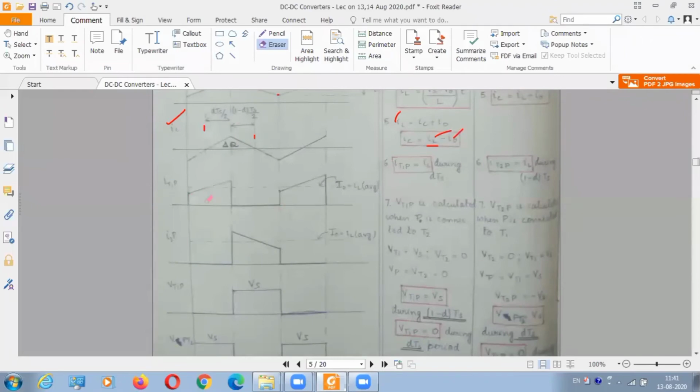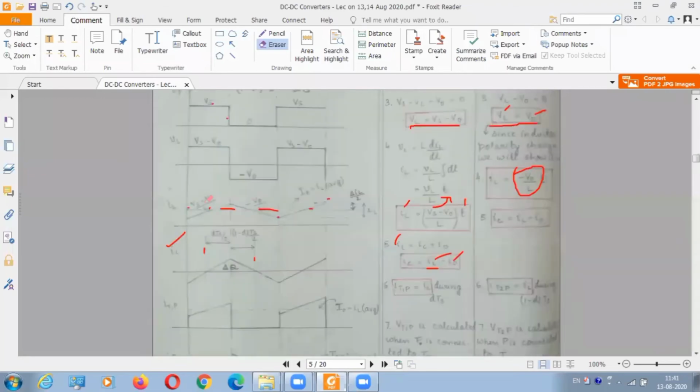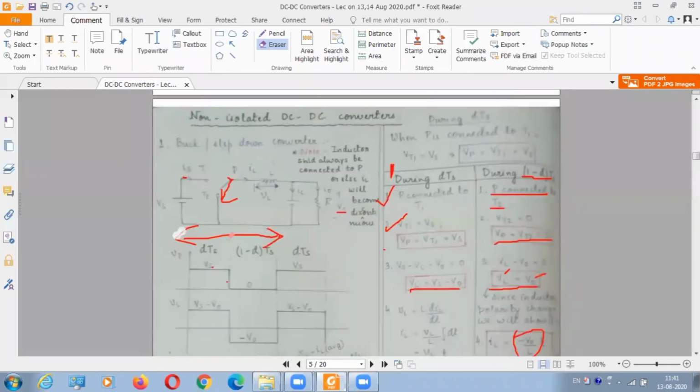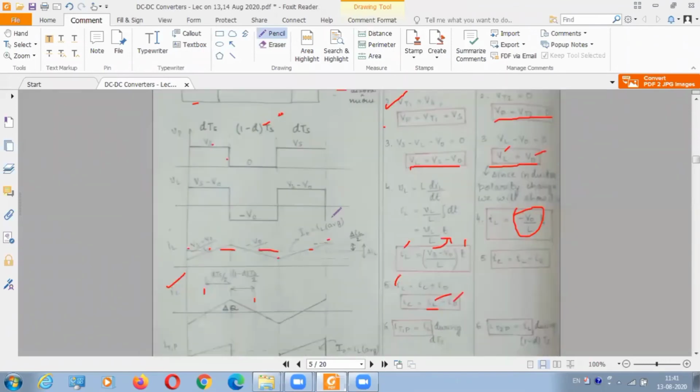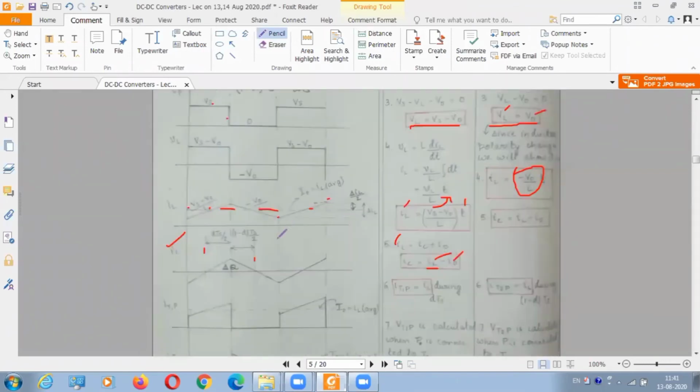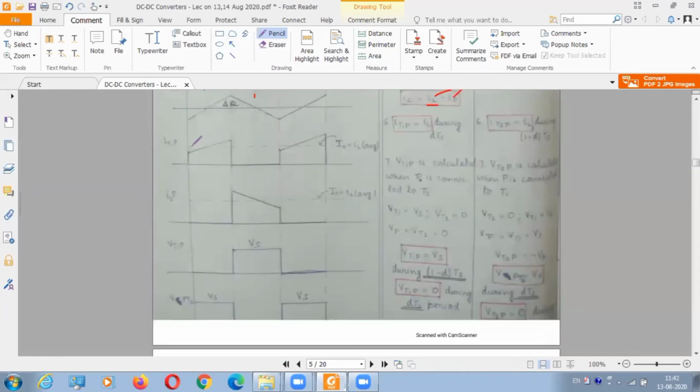Now, what will be the average current through IT1P? When P is connected to T1, the current flowing through this is IL, right? And the average current through the inductor we had already calculated as I0, right? So the average current of IT1P will also be I0.